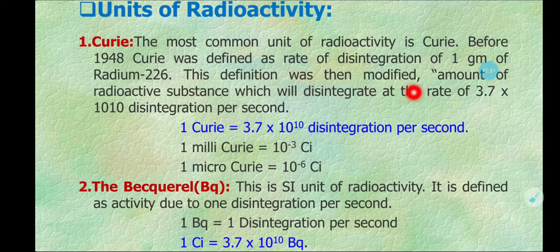So this definition was modified: the amount of radioactive substance which will disintegrate at the rate of 3.7 into 10 raised to 10 disintegrations per second. So 1 gram of radium 226 has a disintegration rate of 3.7 into 10 raised to 10 disintegrations per second. So they coined the unit of radioactivity, that is, 1 Curie is equal to 3.7 into 10 raised to 10 disintegrations per second. We can also use millicurie or microcurie, 10 raised to minus 3 Curie or 10 raised to minus 6 if it is in micro.